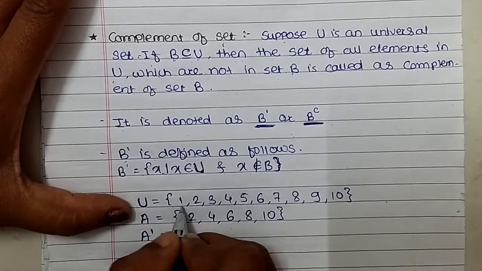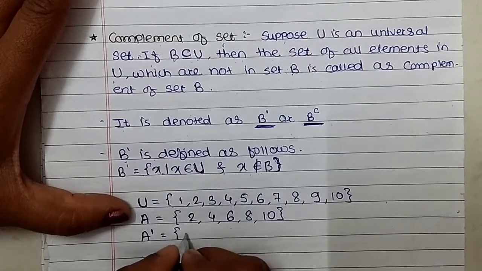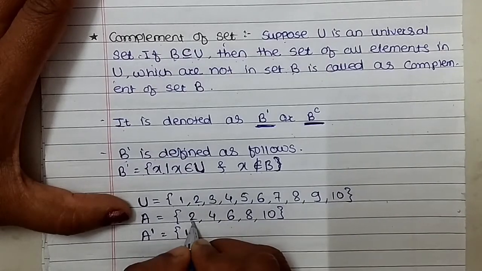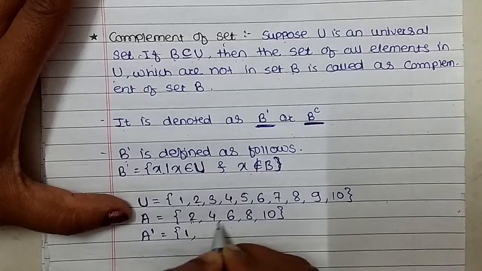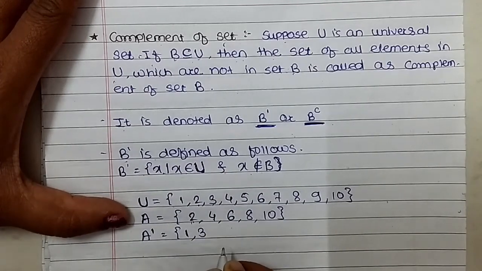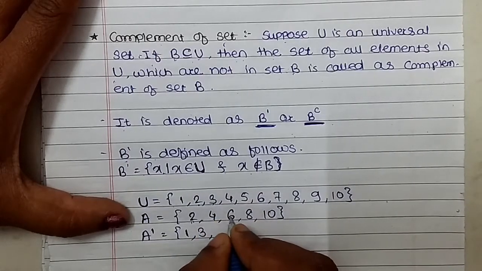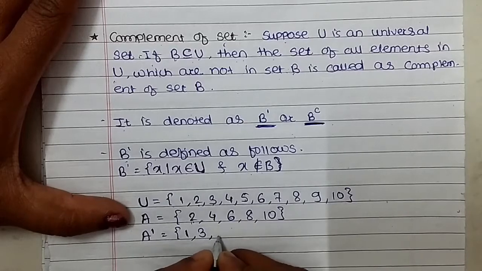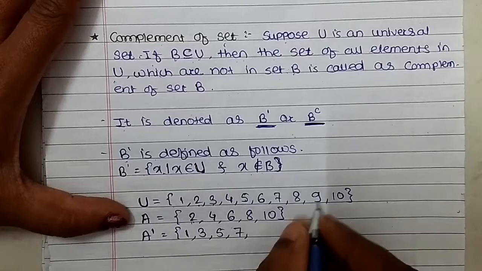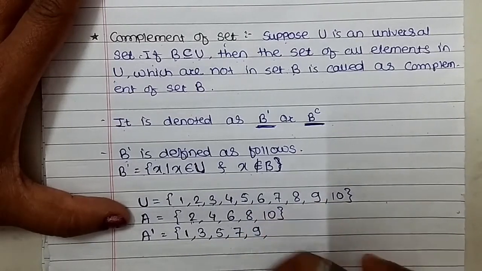Is 1 present in set A? No, so we take it as it is. Then 2 is present, so do not take this element. Is 3 present in set A? No, so 3 is put here. Next, 4 is present. 5 is not present in set A, so we put 5 here. 6 is already present. Then 7 is not there. 8 is already present. 9 is not there. And 10 is already present.